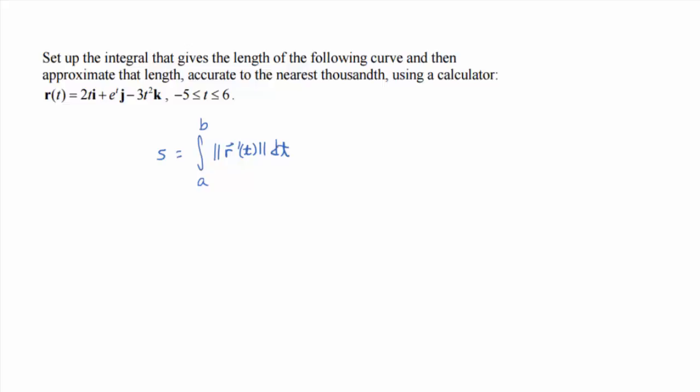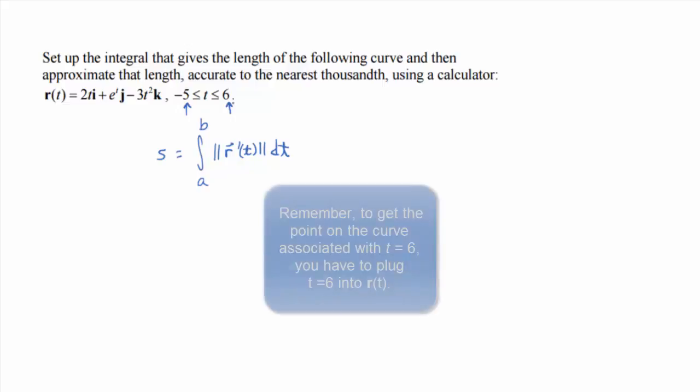From the beginning point on the curve, which would be given by t equals negative 5, to where you end up along the curve if you travel along the curve to t equals 6, whatever point is given by that, what is that distance? That's what we're finding here.